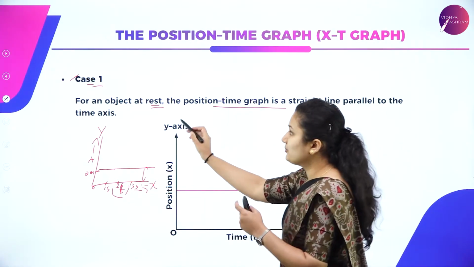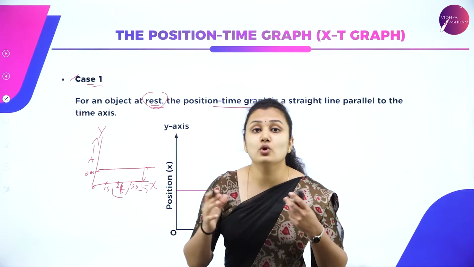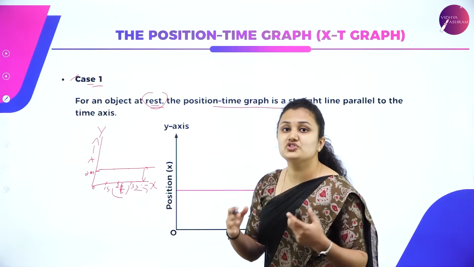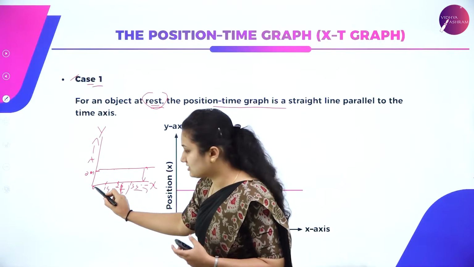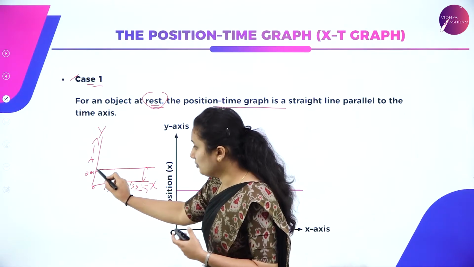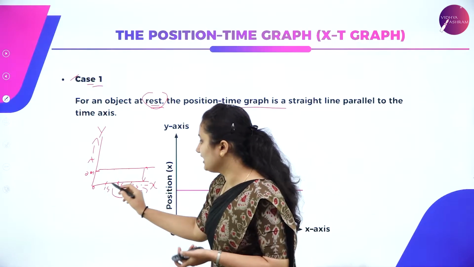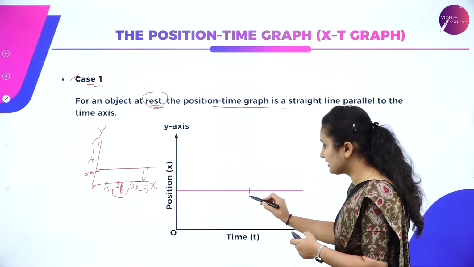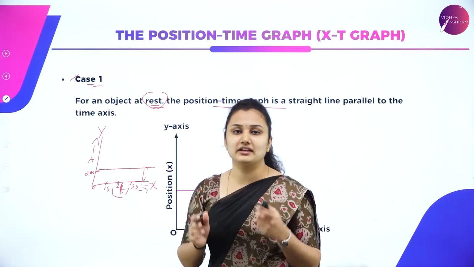For an object at rest, what do you mean by a body at rest? That is, no change in position of the body with respect to time. Initially it is at rest at the origin, and as time increases you can see the position is 2 meter itself. There is no movement of the body as time increases, so we get a straight line parallel to the time axis. That is what is explained in case 1.